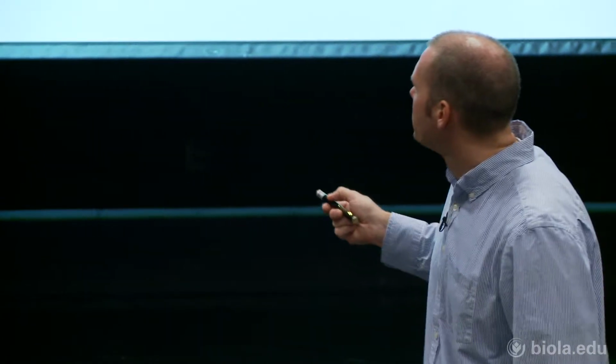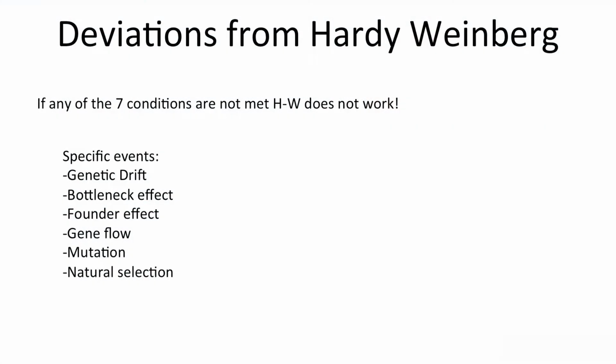So I'm going to talk about these specific events. Number 1, genetic drift. Number 2, the bottleneck effect, which is related to the idea of a founder effect. And then 4th, I'm going to talk about gene flow. So I'm just going to step through these 4, and then we'll be done with population genetics. Genetic drift.